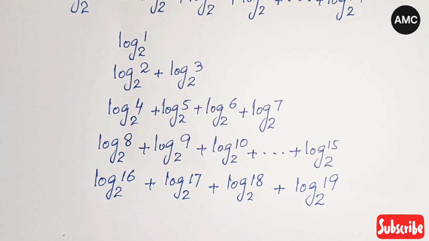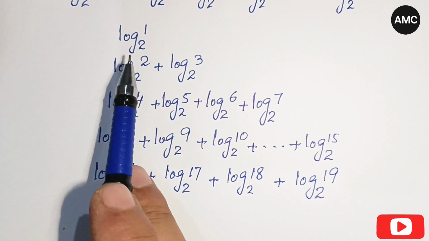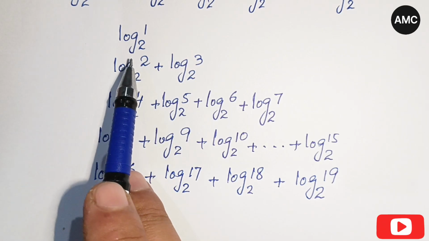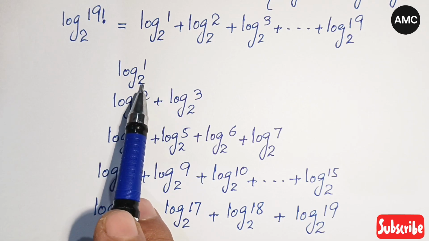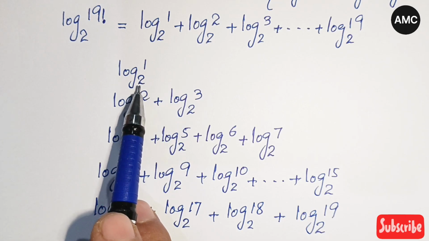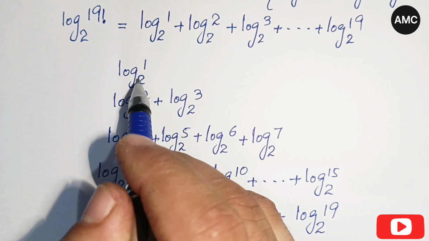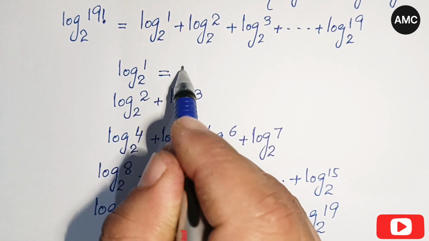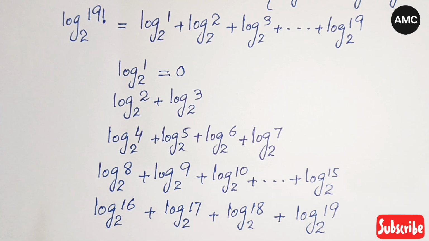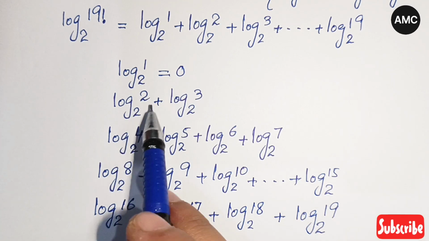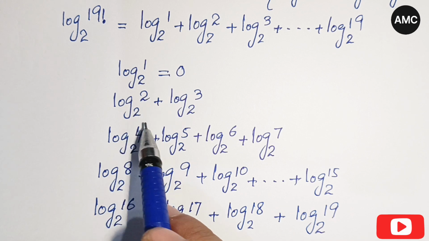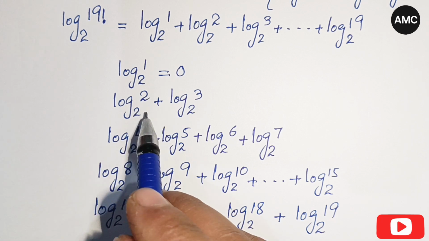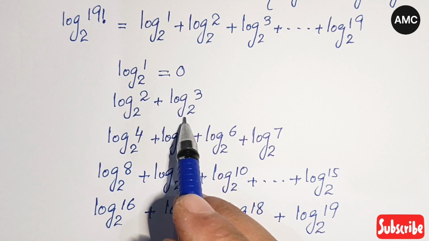Now here we know that log 1 to any base is equal to 0. So hence log 1 to base 2 is equal to 0. Now log 2 to base 2 is equal to 1. And this log 3 to base 2 is greater than 1.